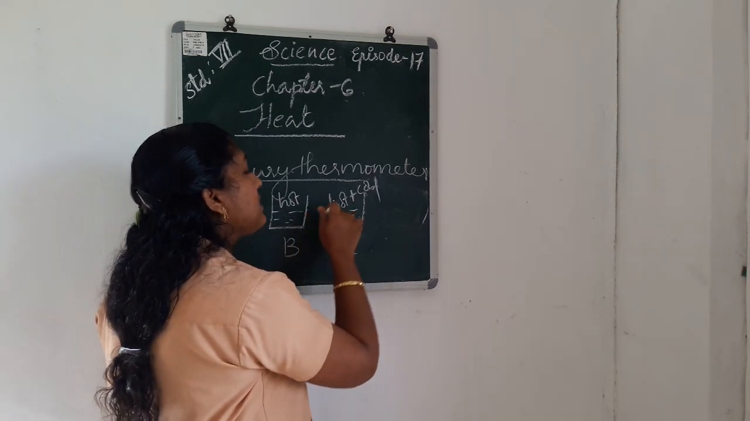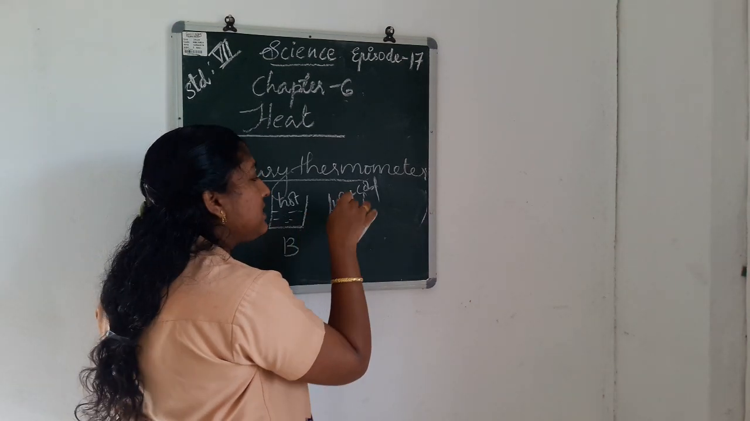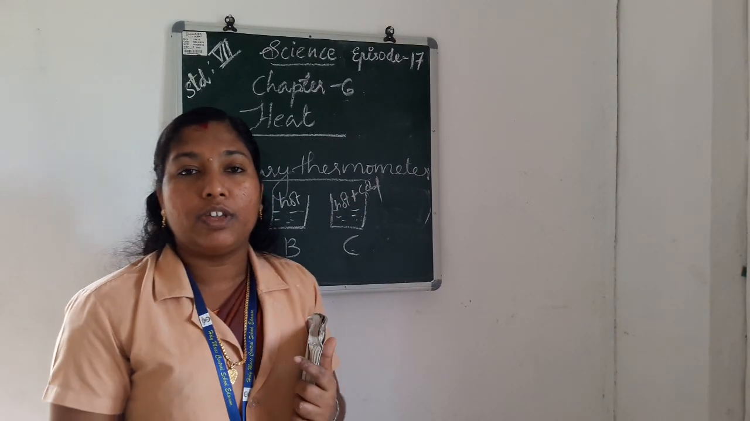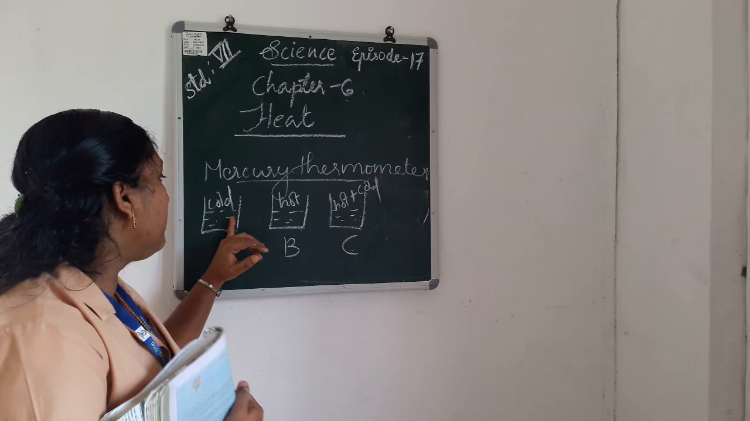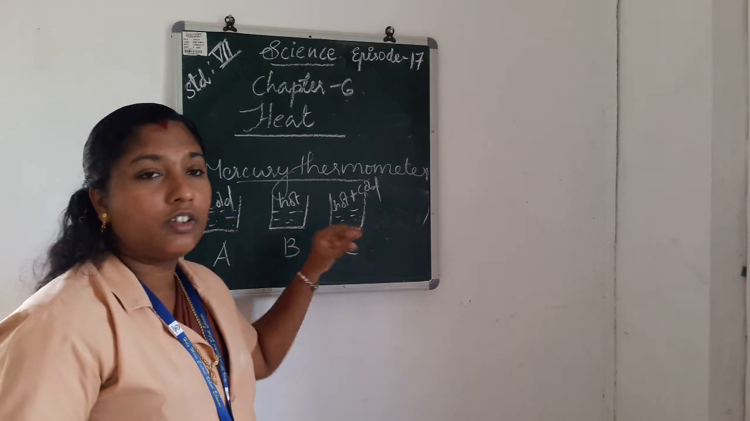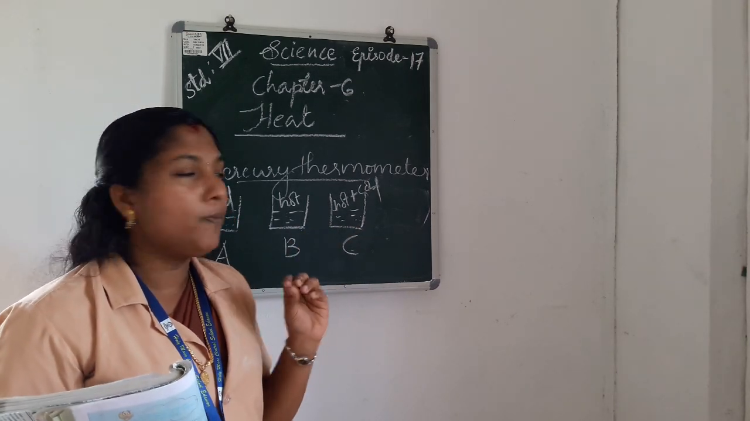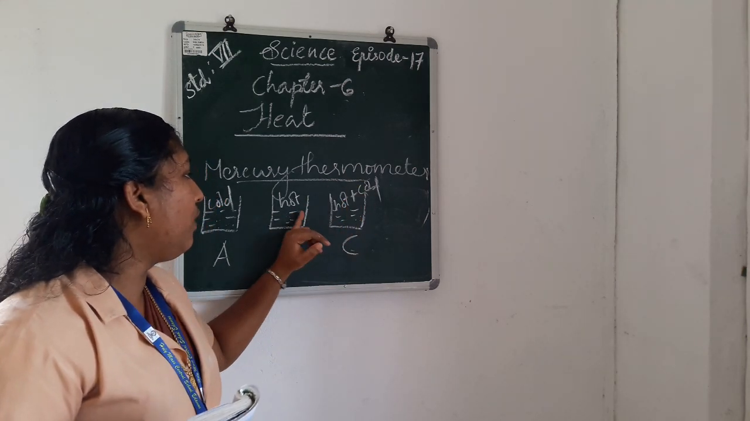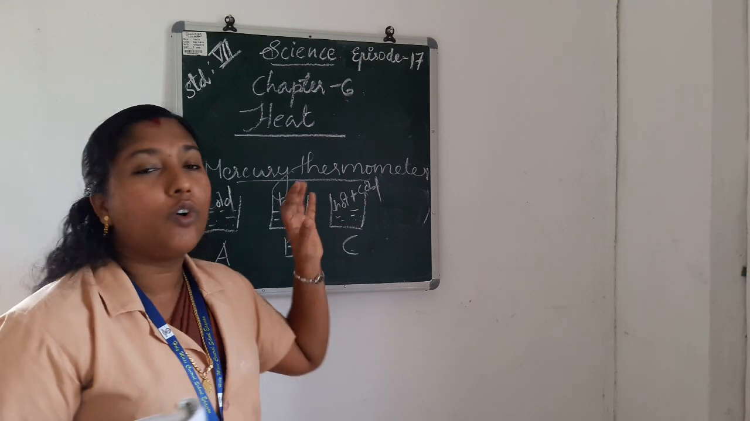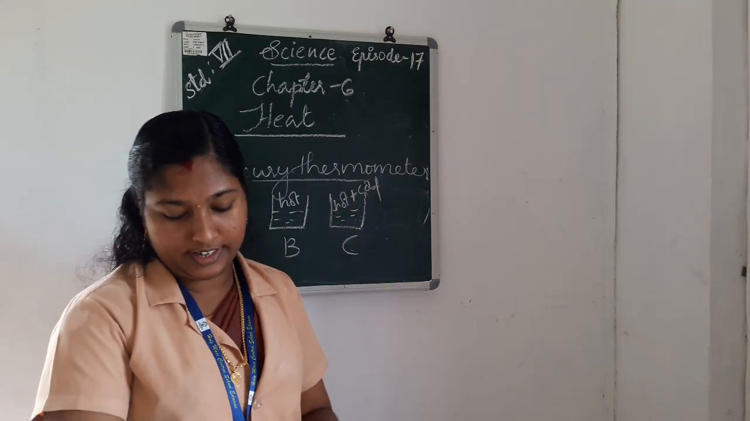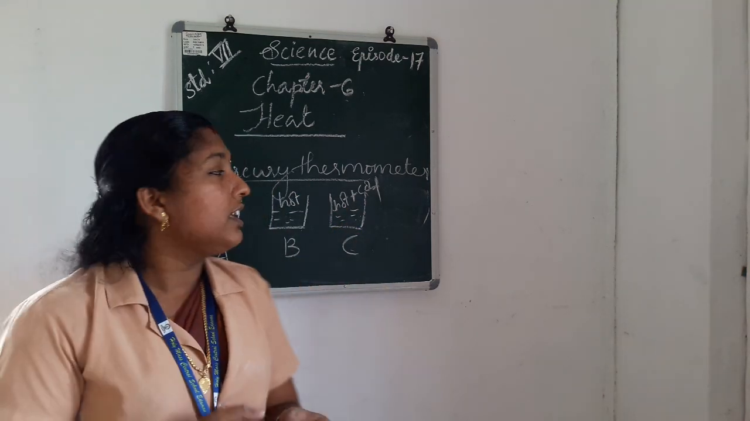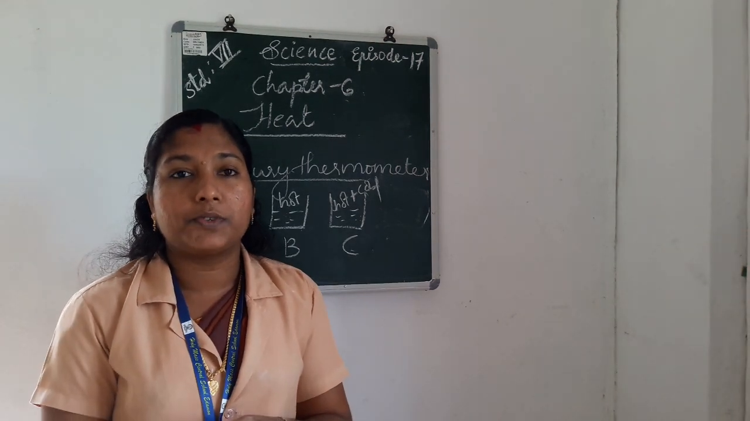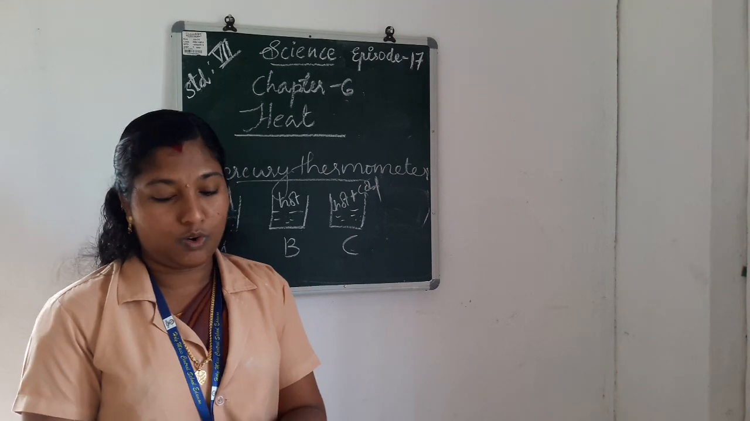Then put the two hands at the same time in the hot and cold water. How do we feel? The hand that was in the hot water feels a slight hotness, and the hand that was in the cold water feels a coldness. Okay, all of you understood? This way, by touching, we can identify whether substances are hot or cold.